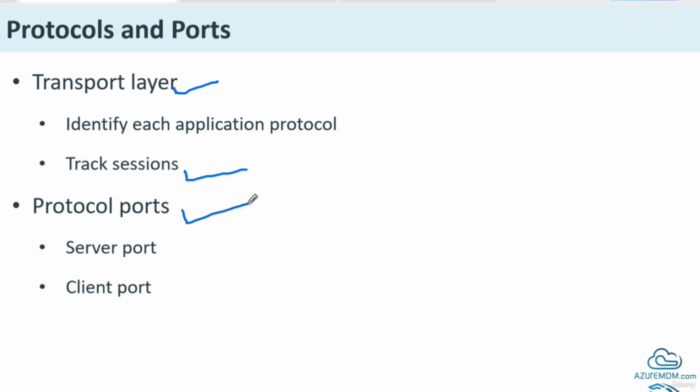Protocol ports are the virtual doors for applications to send and receive data. Server port: it is a fixed door where services listen, for example, web services on port 80. Client port: it is a random temporary door for your device's request, for example, your laptop's browser.